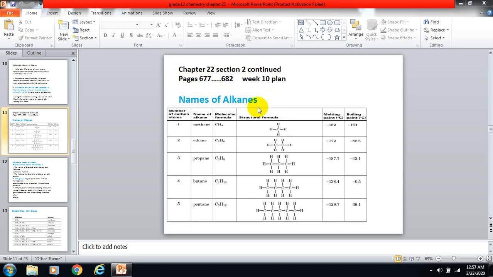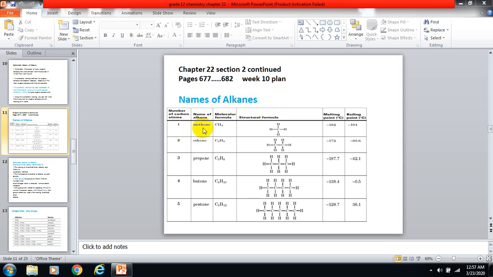Again, the names of alkanes. As we studied before, the alkanes, alkenes, and alkynes. I already gave you a clear view about these three terminologies: alkanes, alkenes, and alkynes. Now look at the names of alkanes.